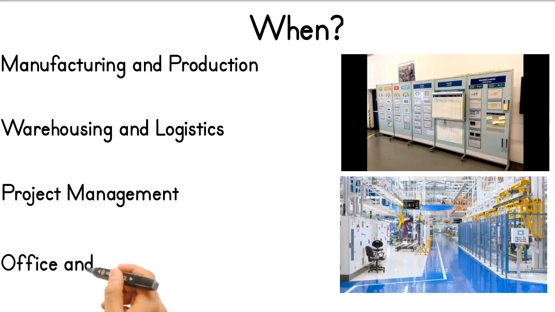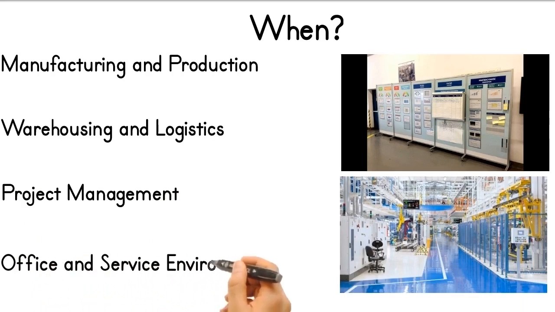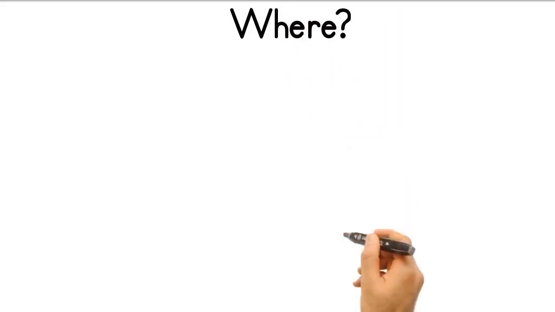Office and service environments, in workplaces that require process monitoring and quality control, such as healthcare settings or customer service departments. It is used whenever a visual solution is required to improve understanding, transparency, and quick decision-making. Where is visual management applied?